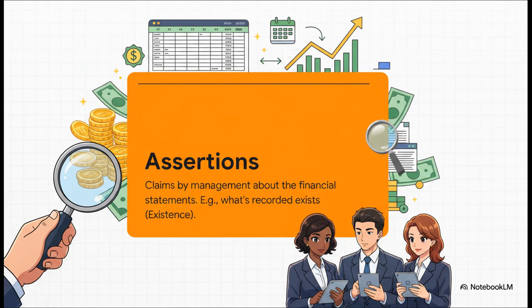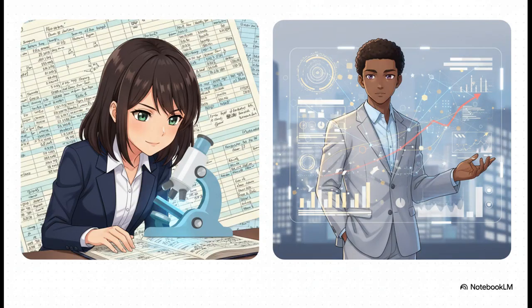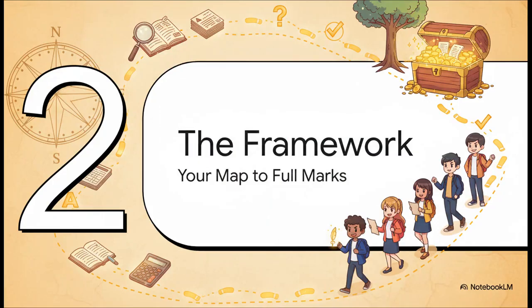And what are you actually testing with these procedures? You're testing management's claims. They're called assertions. So when a company says they have $1 million in their vault, they're asserting it exists. Your job as the auditor is to go in and prove it. And you've got two main ways to do this detective work. You can zoom in with tests of details. That's like getting super granular, checking individual invoices one by one. Or you can zoom out with substantive analytical procedures. That's more of a big picture vibe, where you're looking at trends and asking, does this even make sense? Both are powerful tools.